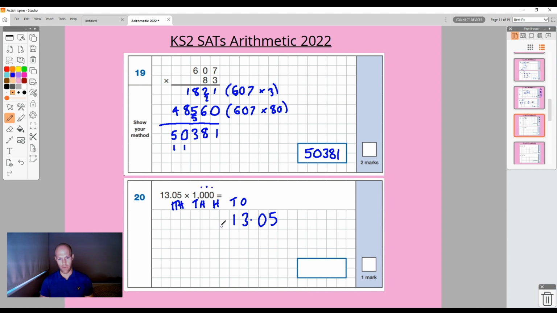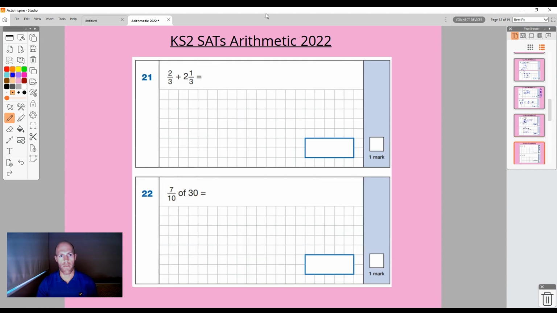1, 2, 3, because there's 3 zeros. Keep the numbers in the same order. 3, 0, 5, 0 in the ones column. You can see there 13,050. Quick number check. As I said at the beginning, 13 and a bit times 1,000 is going to be 13,000 and a bit. So we're happy with that answer.